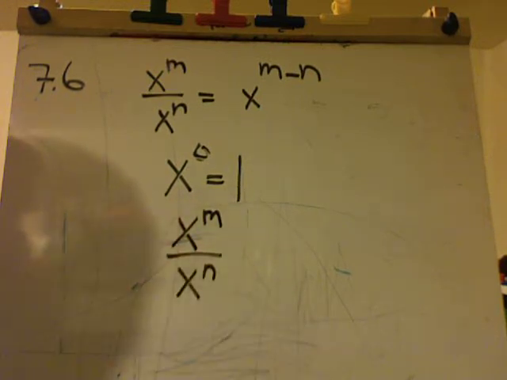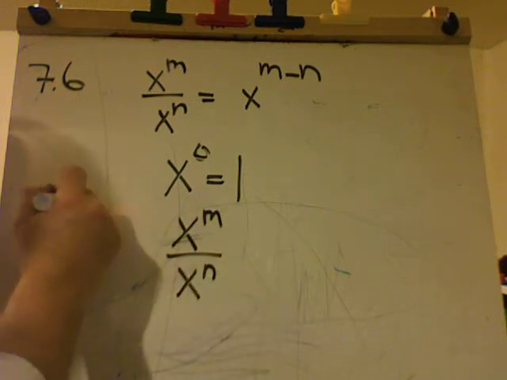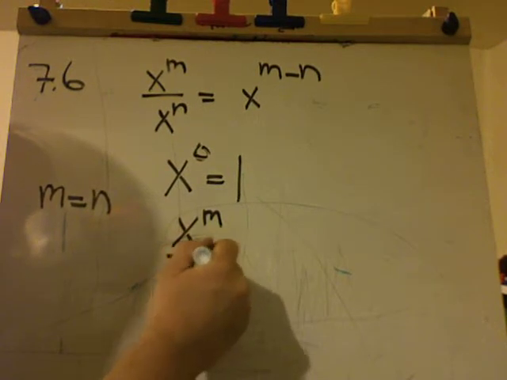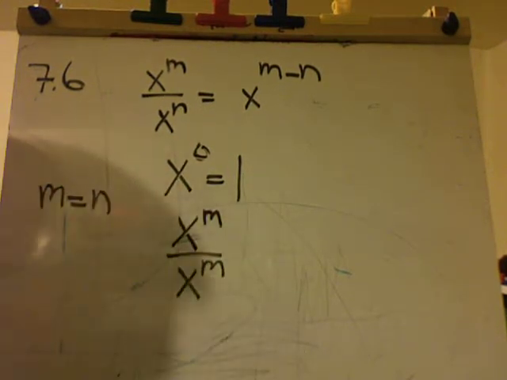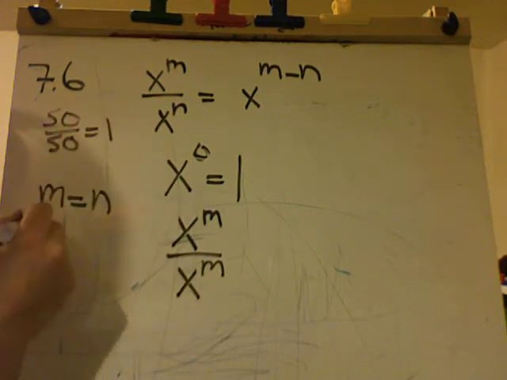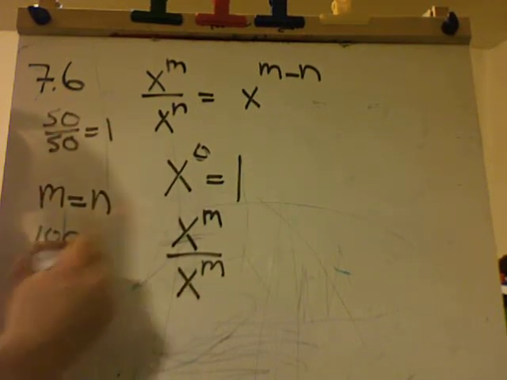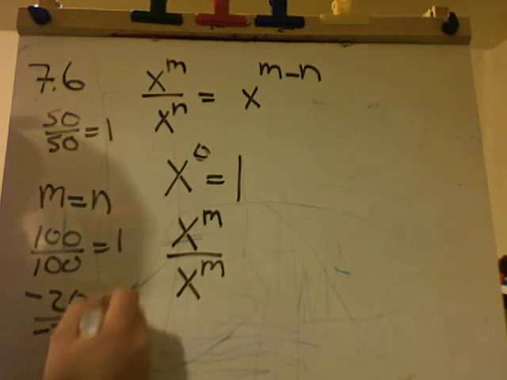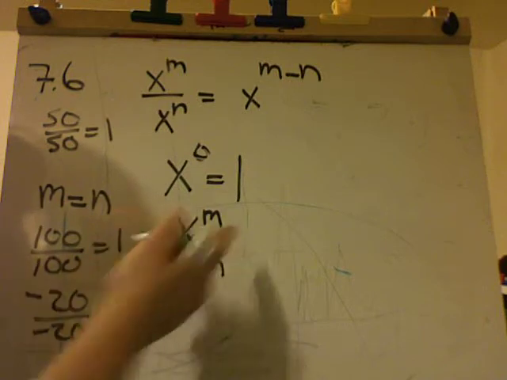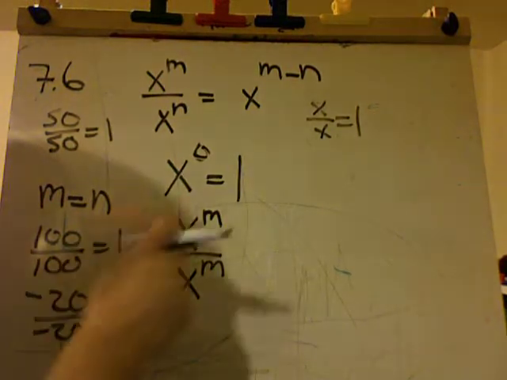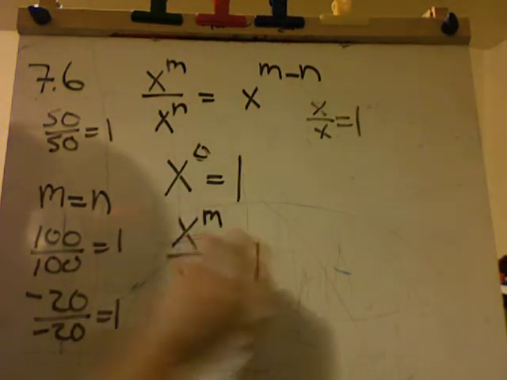Okay, let's say that m and n are equal. Okay, so let's plug an m into here. We look at this and say, well, we've got x to the m over x to the m. Well, what is any number over itself? It's equal to a 1, right? 50 over 50, 1. 100 over 100, 1. Negative 20 over negative 20, 1. Okay? X over x, 1. Okay? X to the m over x to the m, it's equal to a 1.